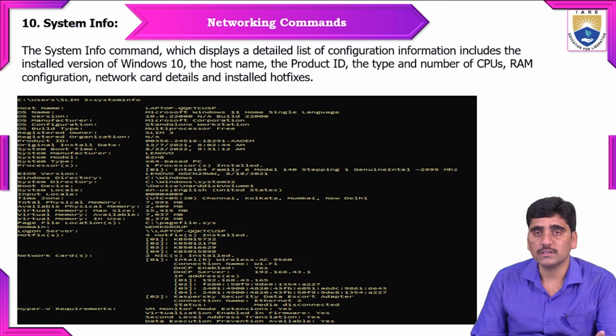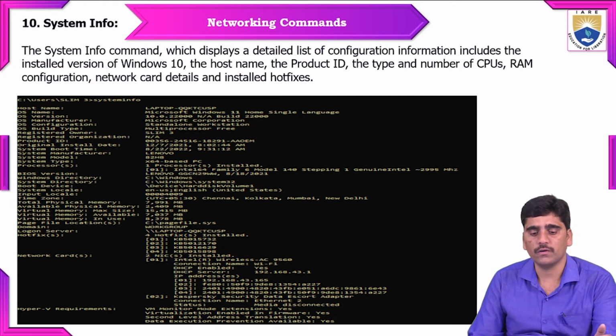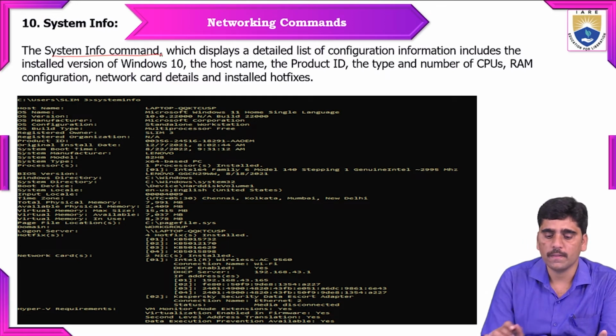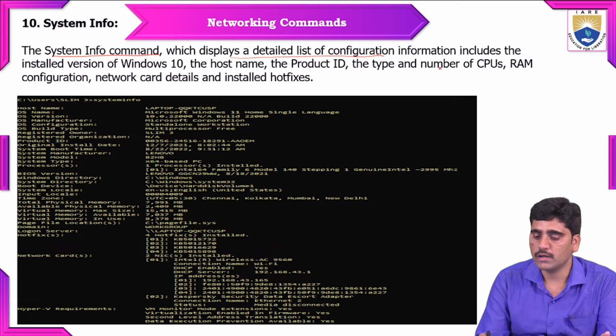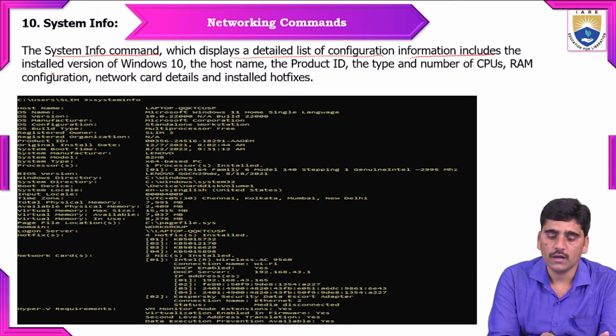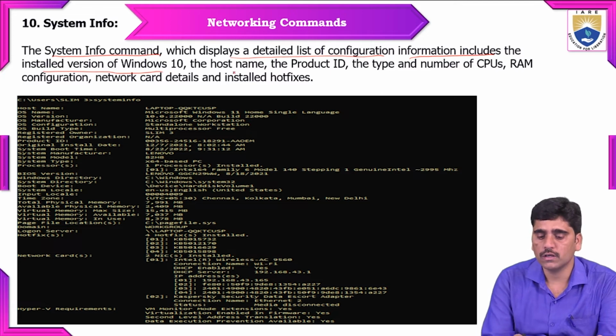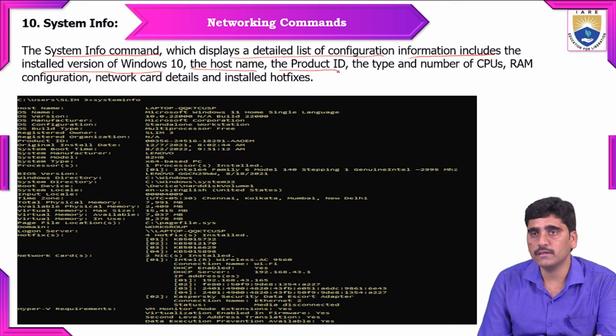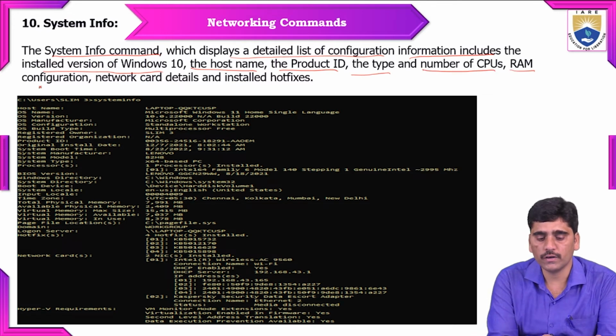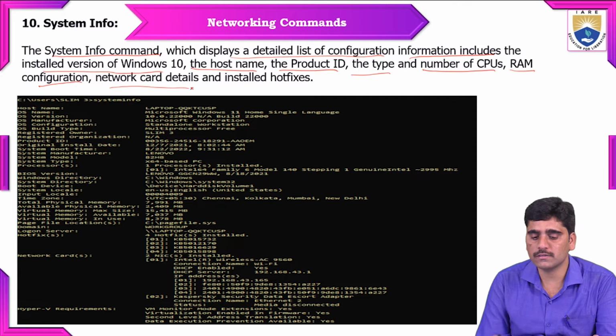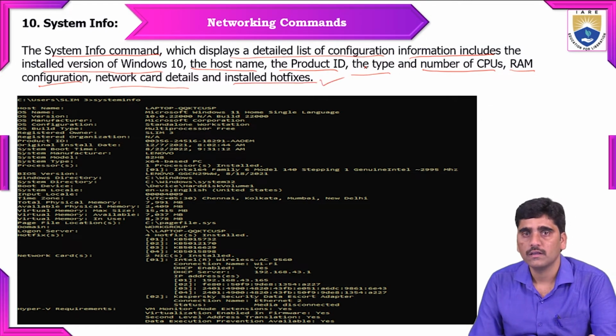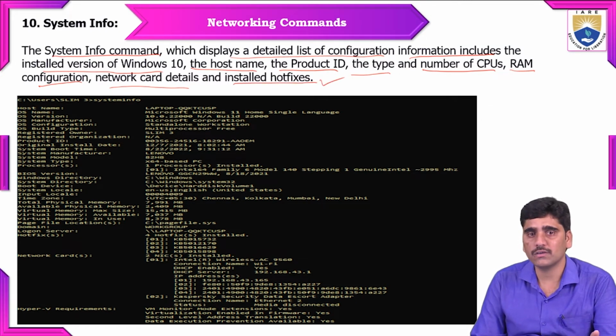And last one, the systeminfo command, which displays a detailed list of configuration information, including the installed version of Windows, the host name, the product ID, the type and number of CPUs, RAM configuration, network card details, and installed hotfixes. So we can display all the information of the system under the network.